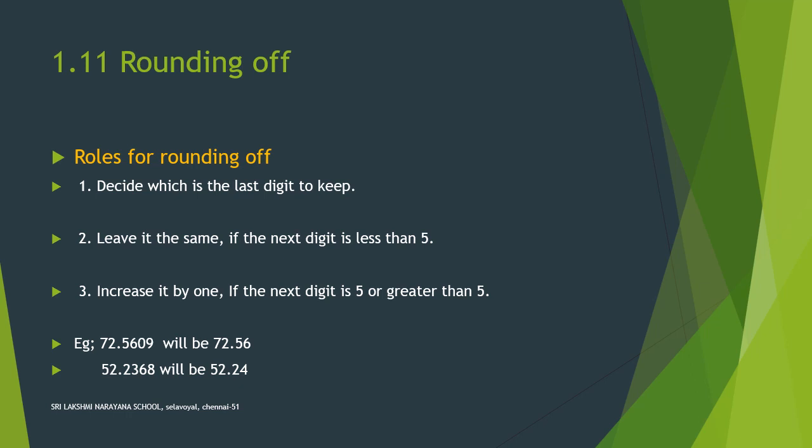First one, decide which is the last digit to keep. Second one, leave it the same if the next digit is less than 5. Third one, increase it by 1 if the next digit is 5 or greater than 5. Refer to the examples given below for better understanding.